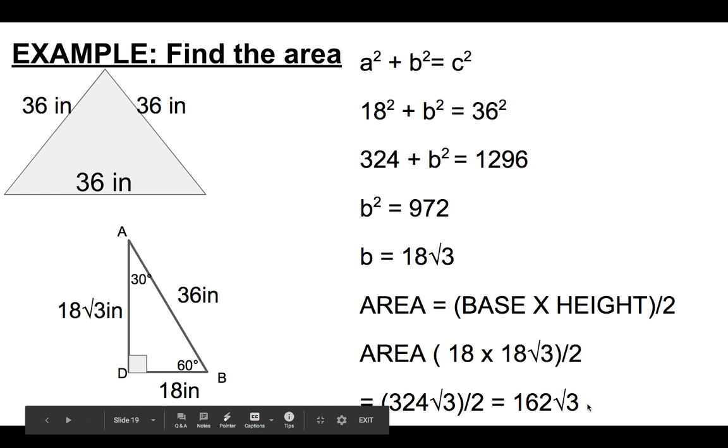And I should be adding inches squared. So make sure to do that on your end. And there you go. That's today's lesson.